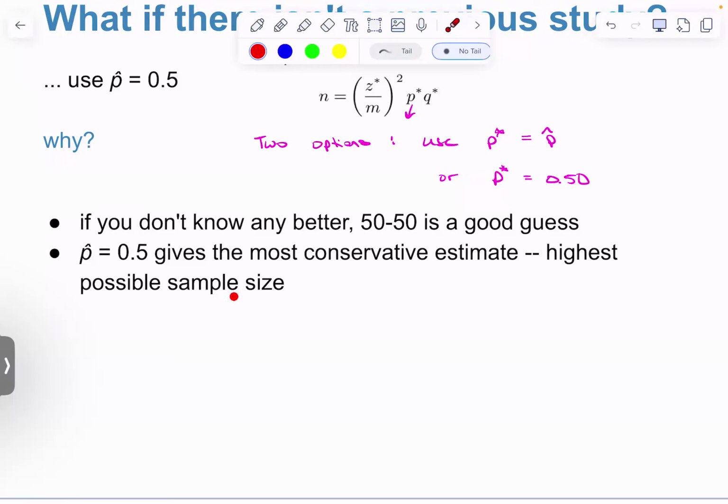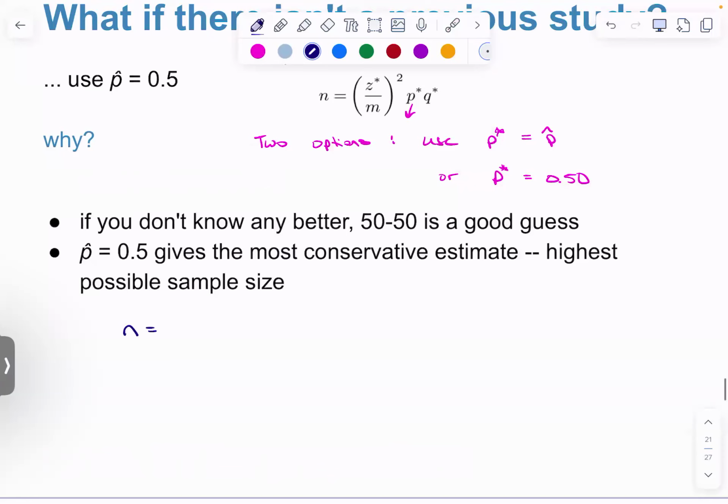Okay? And so a lot of the time, I would just suggest that you use 0.5 always for p-hat, even if you had a previous study. But what happens is it's expensive to collect a large sample size, right? It's great, it's good, but it can be expensive, right? And so what if we did the same calculation, but using p star as 0.5 instead? I know I'm going to get a bigger number, right? But let's see how much bigger.